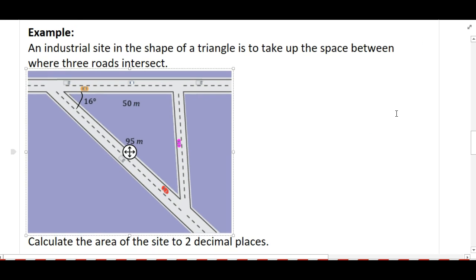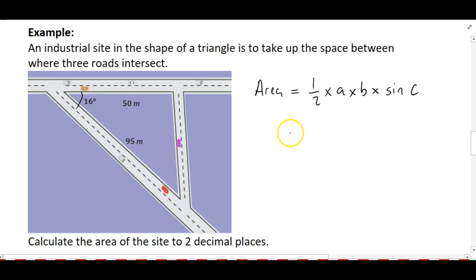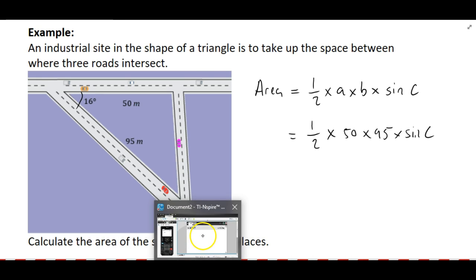So, you just got to remember, when you've got a non-right angle triangle like this, you just got to remember your formula. So area is half times A times B times sine C. And then you sub in your values. So you've got a half times 50 times 95 times sine C. And then you just type that into your calculator.